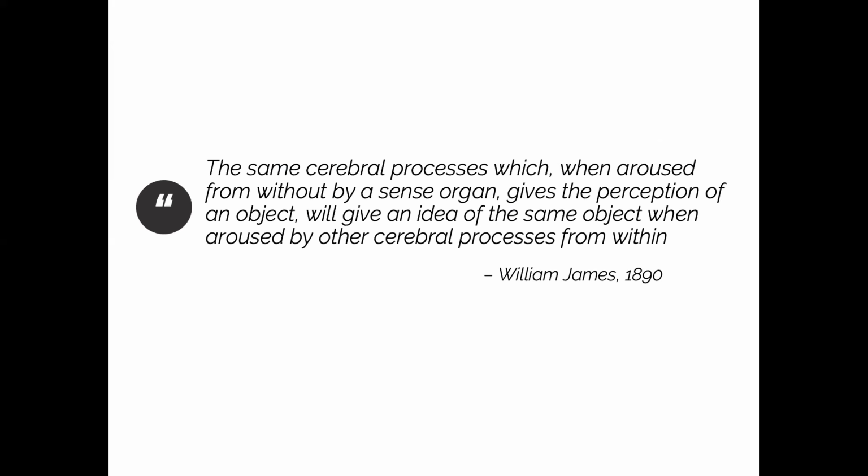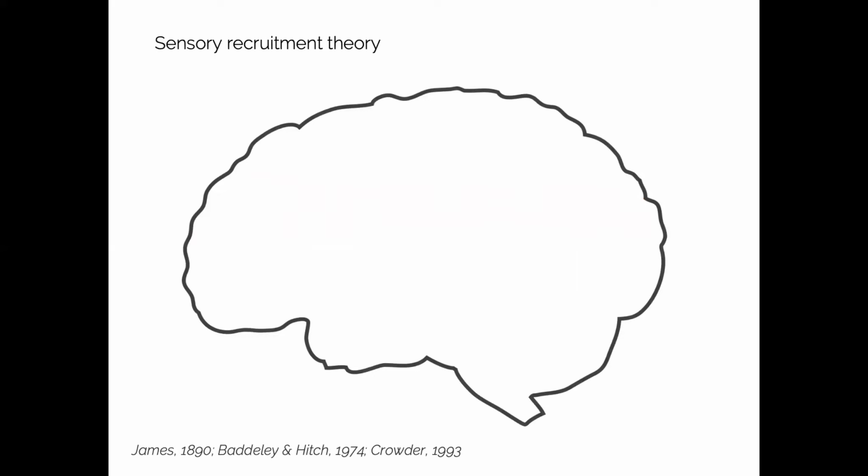All right. So I want to step a little bit closer to a very prominent idea currently in the neuroimaging literature. But this is actually a quote by William James, who said that the same cerebral processes, which when aroused from without by a sense organ, give the perception of an object, will give an idea of the same object when aroused by other cerebral processes from within, right? So I've highlighted the important parts: that the same cerebral processes that give rise to perception give rise to an idea. And the way we know this now in the neuroimaging literature, and also to some extent in other literatures, is the sensory recruitment theory of working memory.